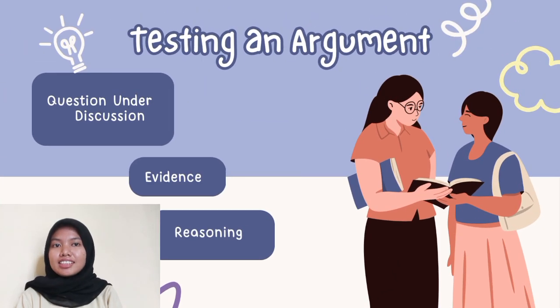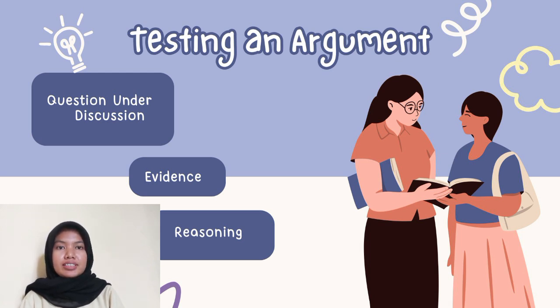Next is testing an argument. When evaluating an argument, we need to break it down into three main parts. The first is question under discussion. This is the main topic or issue being argued. The question must be clear and debatable.